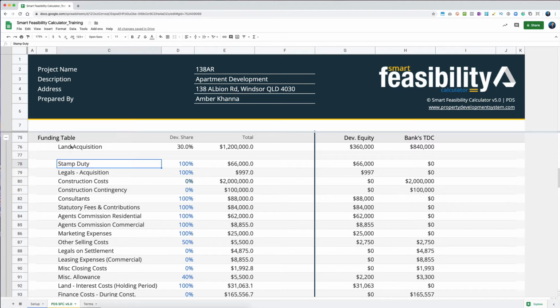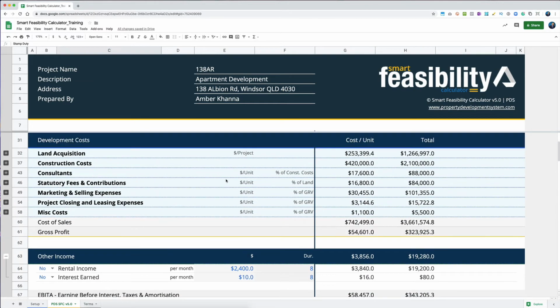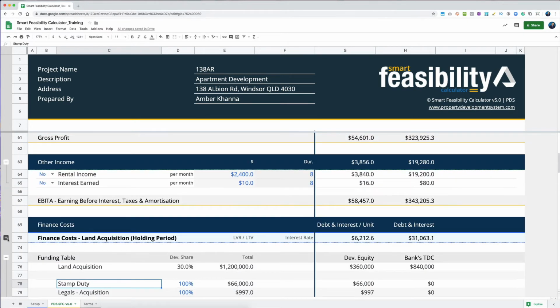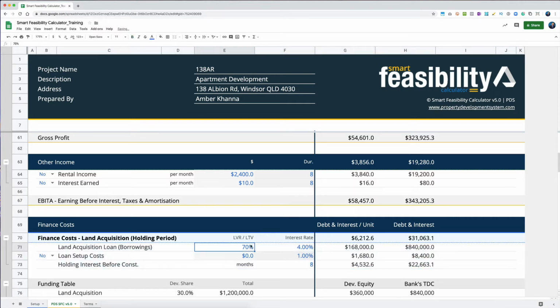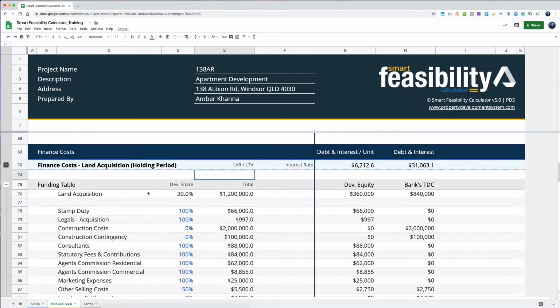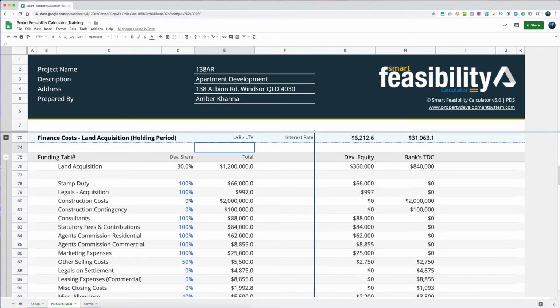So when it comes to the funding table, you've got your land acquisition cost. It automatically picks up 30% based on the finance cost that you put in on land, because you've already said that you'll be able to borrow 70% right here. So that means your developer's share for land acquisition is going to be 30%. Now this line is blank because that is for GST. If you haven't got GST, we'll keep going, and we'll come back to the GST implications on this whole development after I finish this without GST.